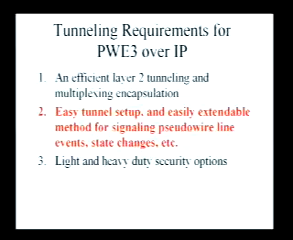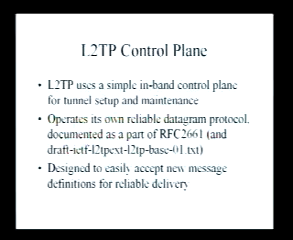The second requirement for tunneling PWE3 over an IP network is easy tunnel setup, an easily extendable method for signaling pseudowire line events, state changes, etc. So in L2TP we have a control plane. Now L2TP in its simplest form is nothing more than the encapsulation that you saw a moment ago. But L2TP also has a control plane that, as we see on the slides here, is a simple in-band control plane for tunnel setup and maintenance. So if you want to set up your tunnels using this control plane, I'm going to go through the basic steps on how to do that.